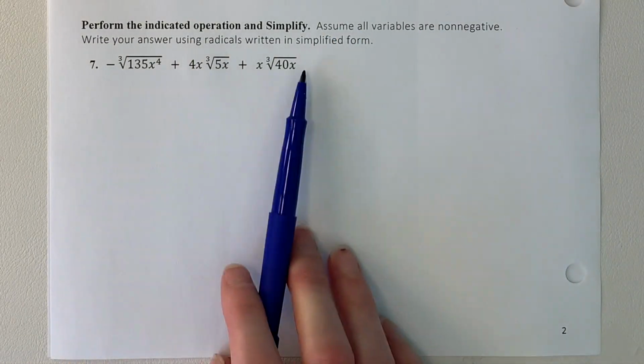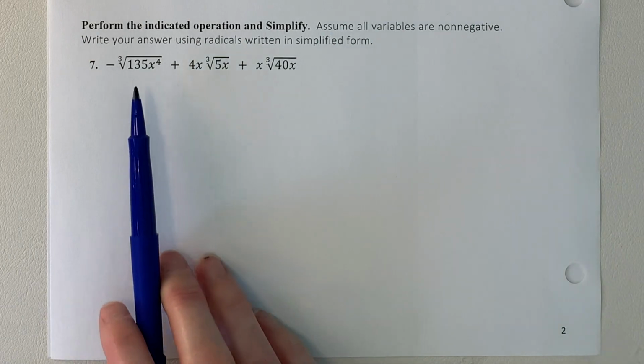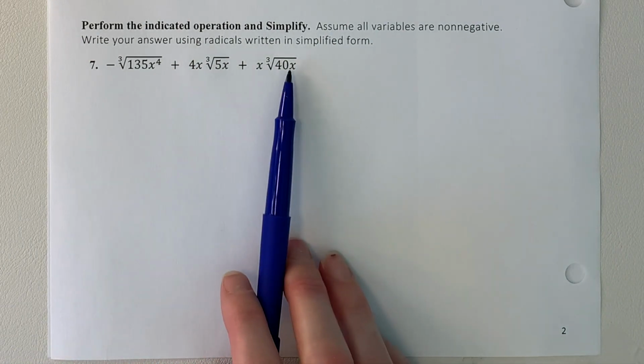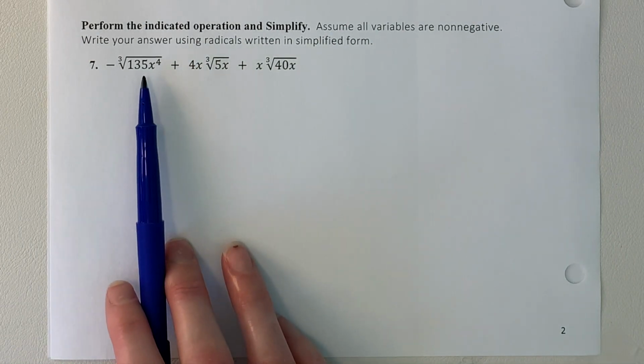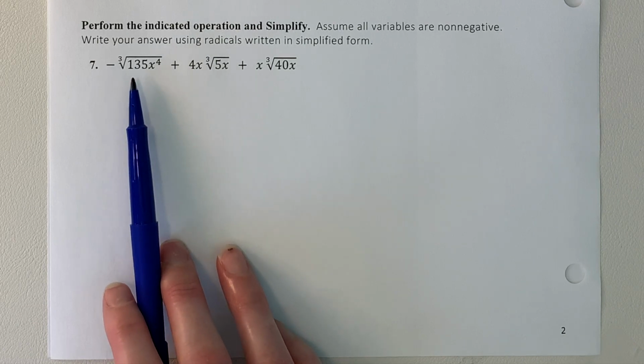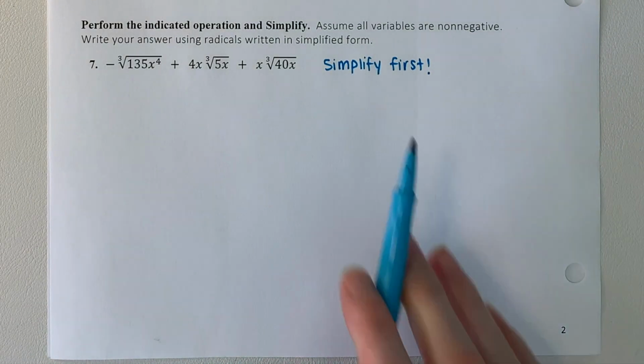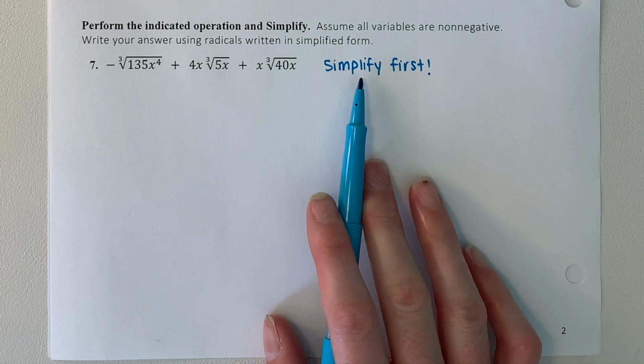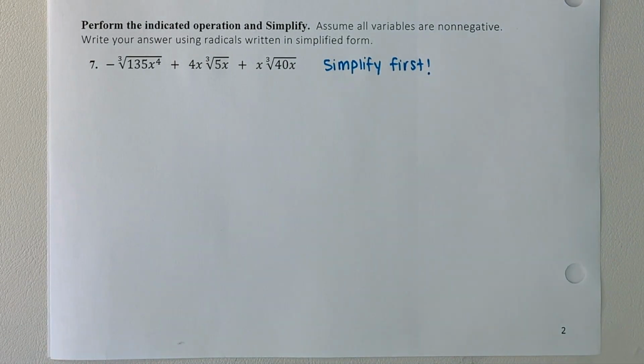Let's take a look at this example here. Again, as written, these are not like radicals. They have different radical bases, so we cannot add these radicals together. Let's start by simplifying because maybe after we simplify, then we'll have like radicals.